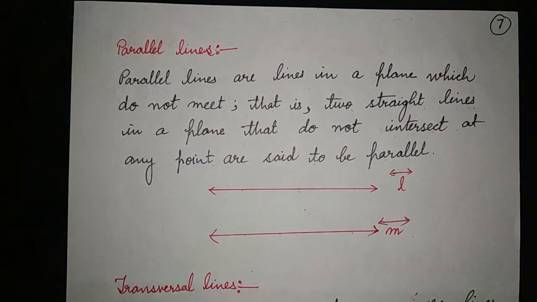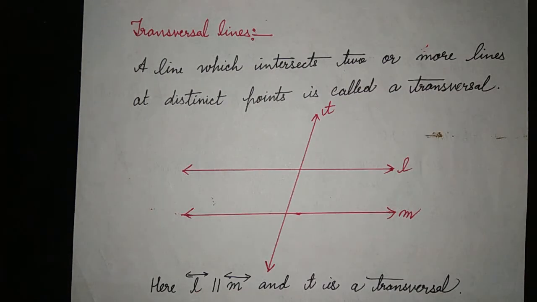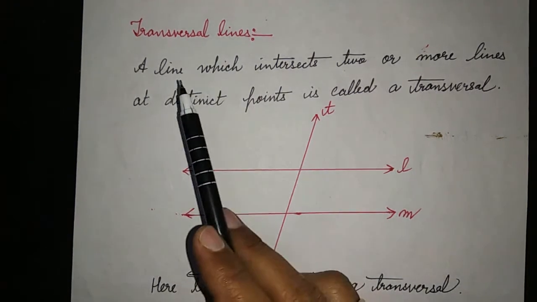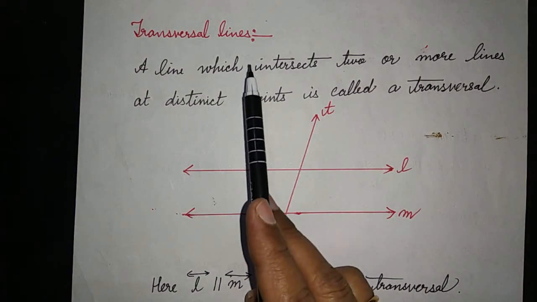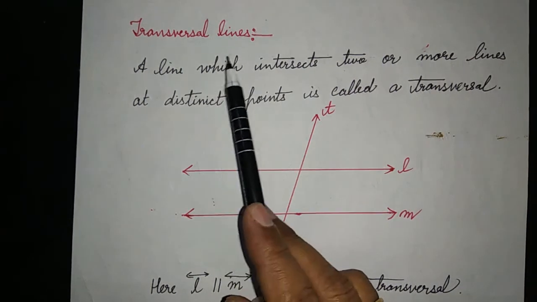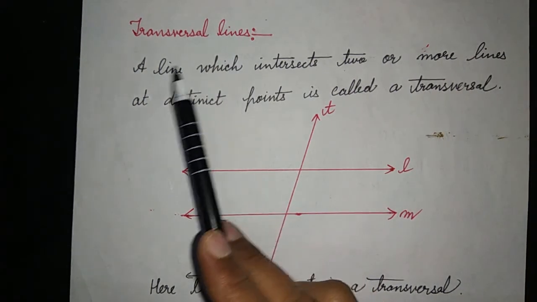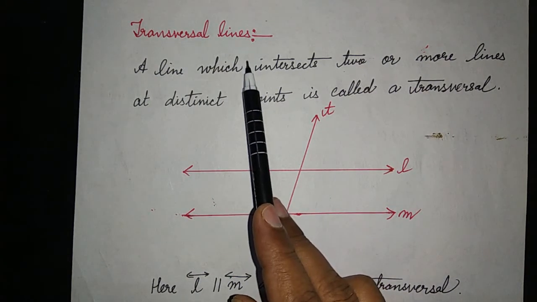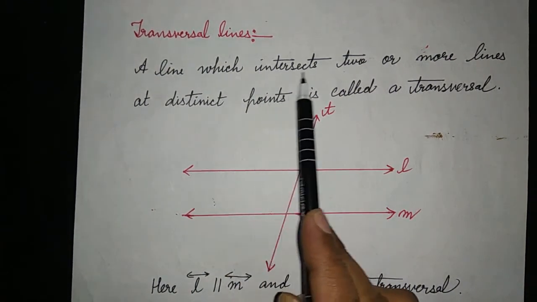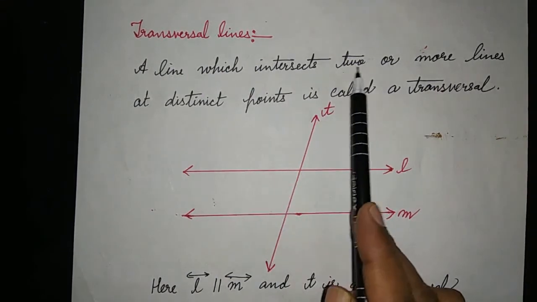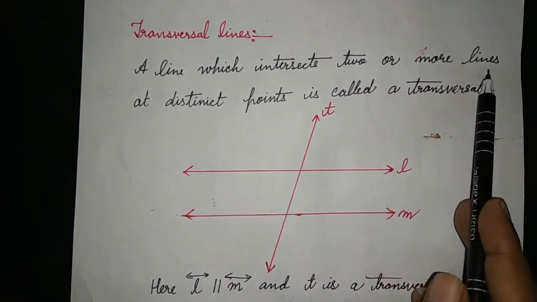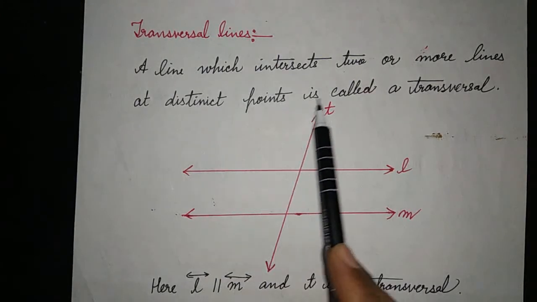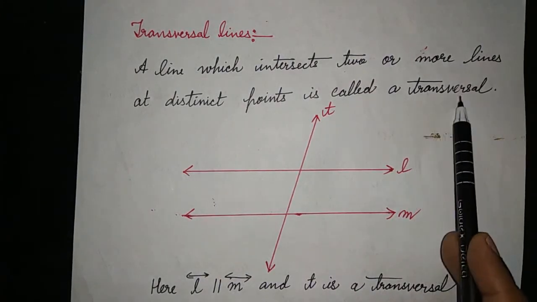Now I will explain the next definitions. Now students, I will explain the transversal line. I think this is the first time you are hearing the name of this type of line, and now I will explain what a transversal line is. A line which intersects two or more lines at distinct points is called a transversal.